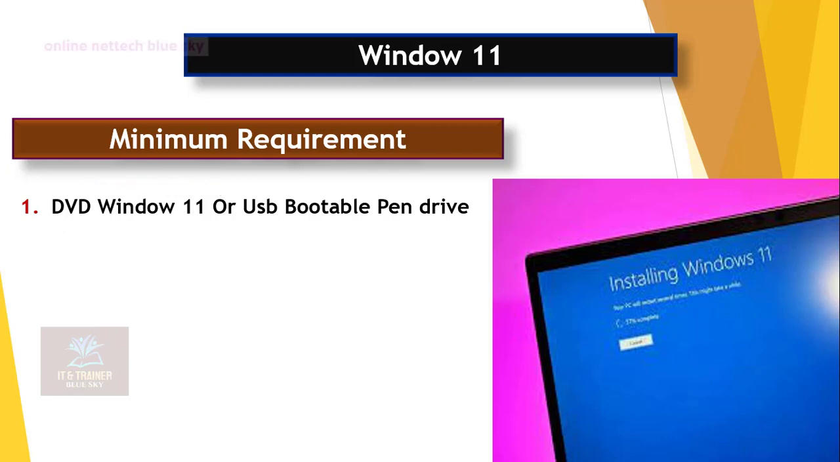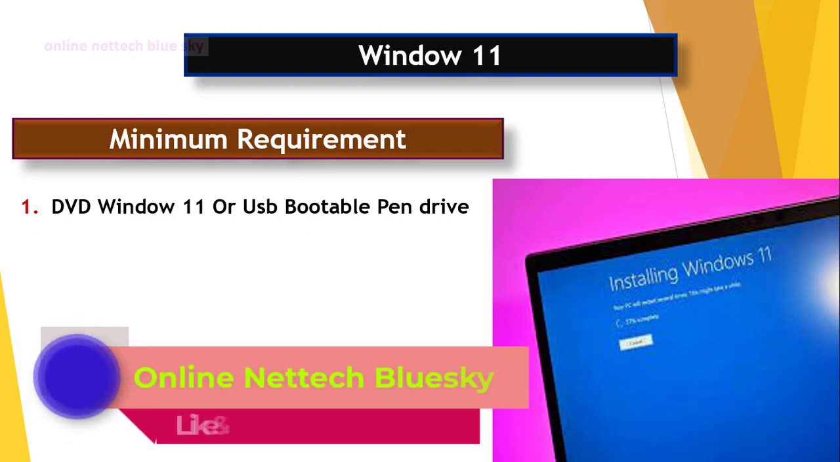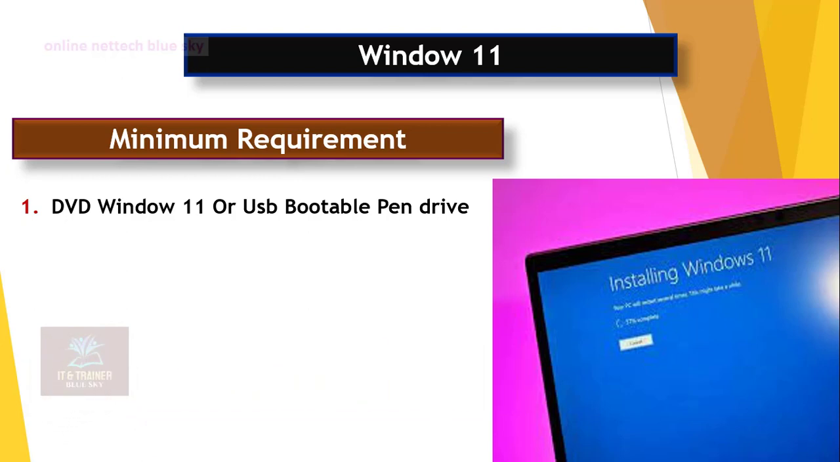So this is very important: you can install through a CD or a USB pen drive. With the CD drive you can start the installation. But how to create a USB bootable pen drive? I have already created a video, but I will create a video again.